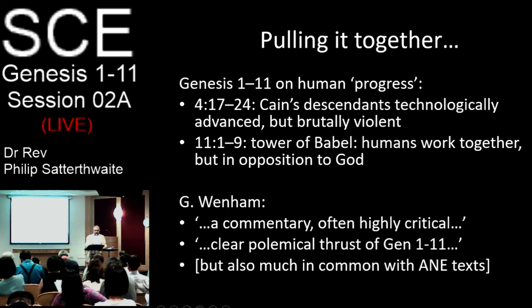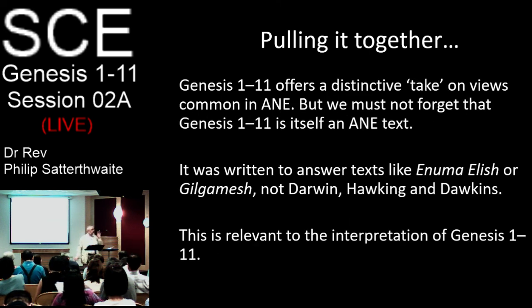That's true. Genesis 1 to 11 is at many points different from these other ancient Near Eastern texts, but we must not overplay this point. We must remember that Genesis 1 to 11 is itself a text from the ancient Near East. Now, we tend to forget this point because the books of the Old Testament have been read continuously for 2,000 years and more, from the time when they were first written down to the present.